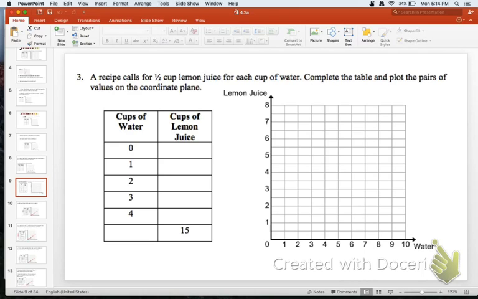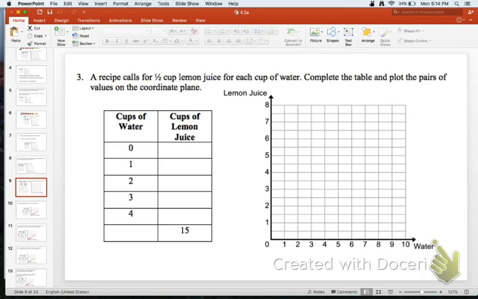Class, let's look at another example of using tables and graphs and proportional relationships. In this situation, we have a recipe that calls for half a cup of lemon juice for each cup of water. Complete the table and plot the pairs of values on the coordinate plane.